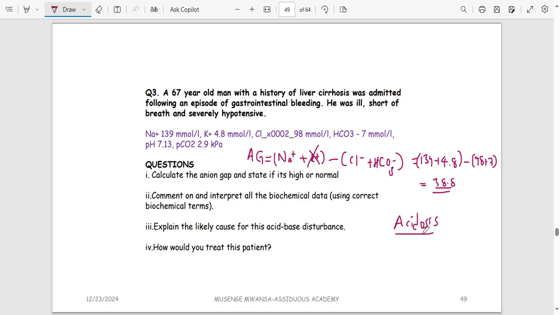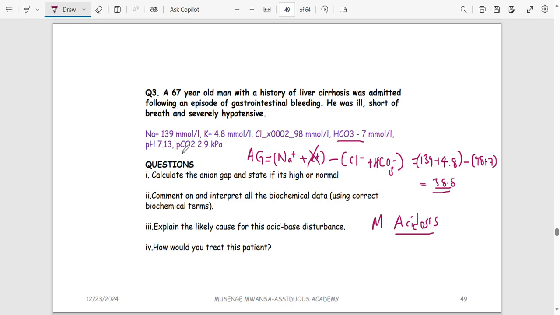Is it respiratory or metabolic? So what is the cause? We look at bicarbonate. Bicarbonate is 7. That is low bicarbonate. So we have lost bicarbonate, right? So this means this is actually metabolic.